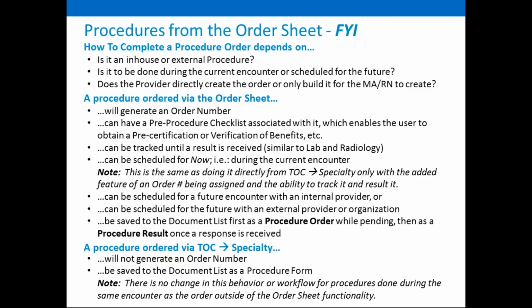So by doing it through the order sheet now and having that order number when he ordered the medial branch block last week, he can now track it to find out if it got resulted or not. Just as with lab and radiology, he'll get notified when the results come in. So that's the reason that you might want to do it through the order sheet.